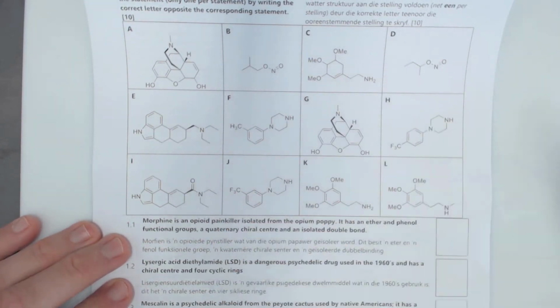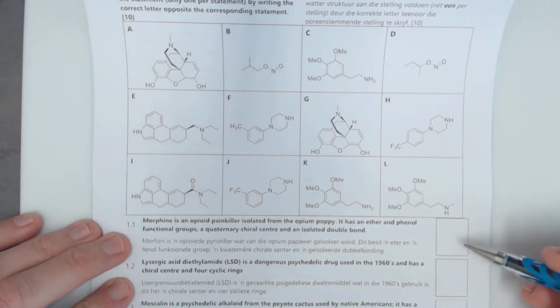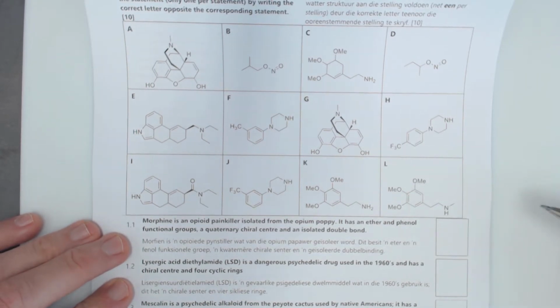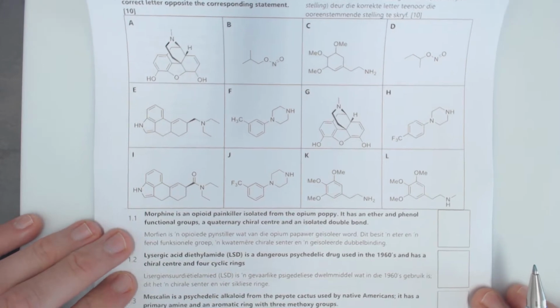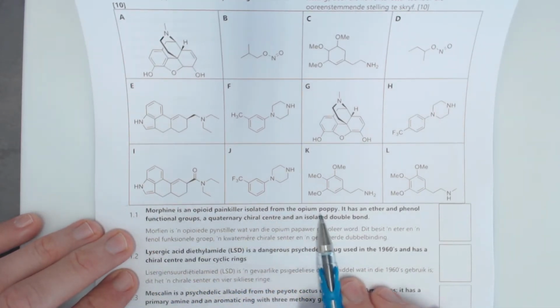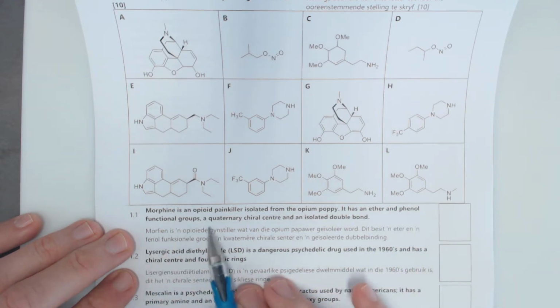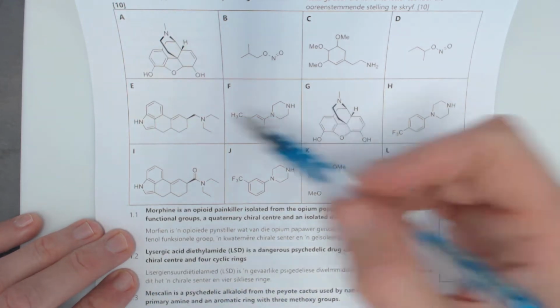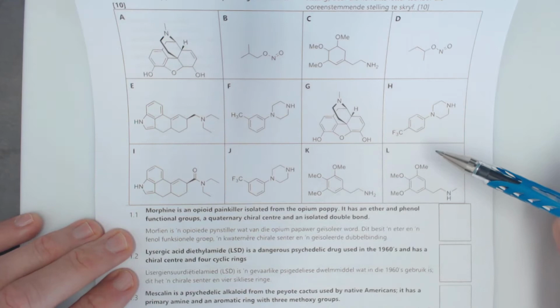So you've got a whole list of different molecules over here. It looks quite complicated. It's actually marked 2 marks each, which is a lot of marks for a question like this. But nevertheless, you should be able to identify these things fairly quickly. So the first one talks about morphine. It has ether, phenol functional groups, and a quaternary chiral center. So you have a look at the different molecules over here.